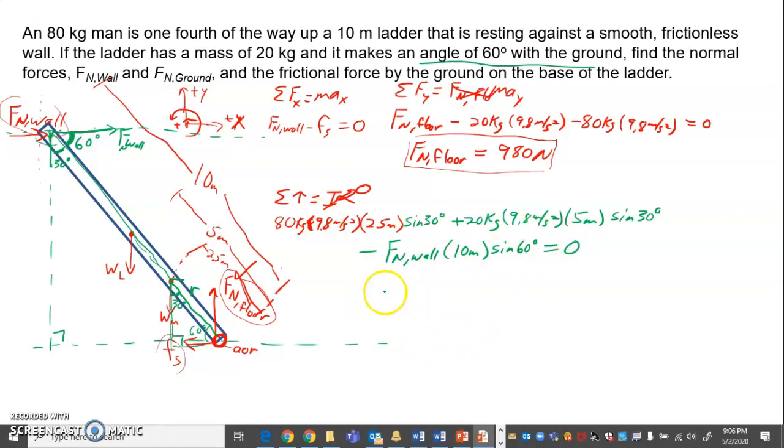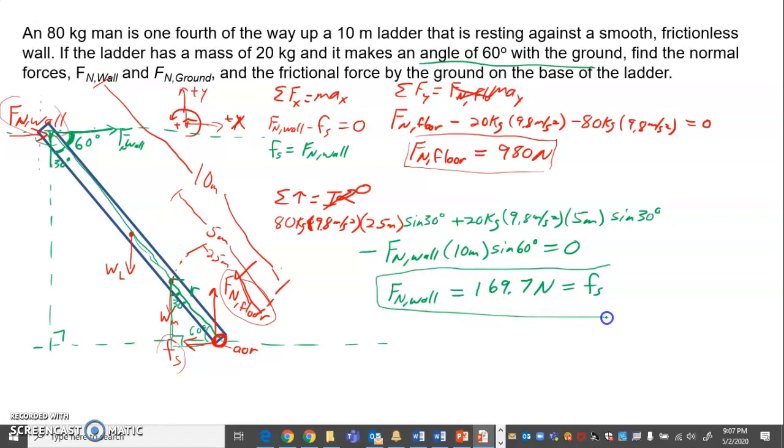And now we need to do the calculations, type a bunch of stuff into our calculator. I'm going to leave that as an exercise for you to do, but ultimately the normal force of the wall comes out to be 169.7 newtons. We could round that to 170. And we see up here that the frictional force is equal to the normal force of the wall, so that's also equal to the frictional force of the floor, and that makes perfect sense because there's only two horizontal forces, and so they have to be equal to each other.